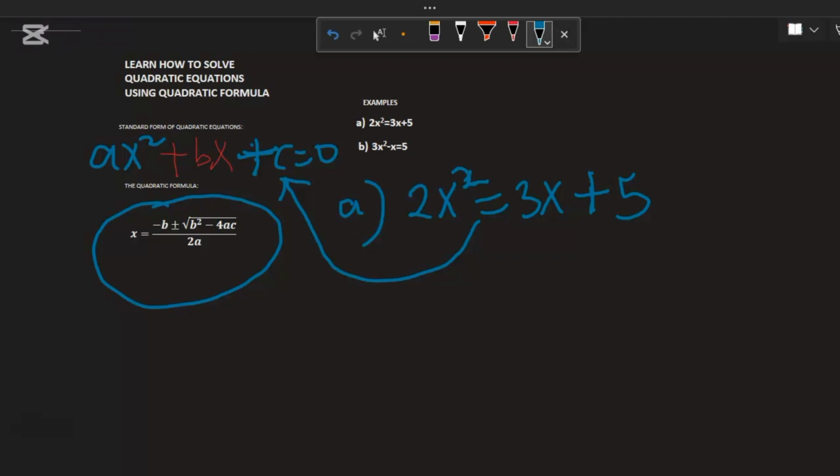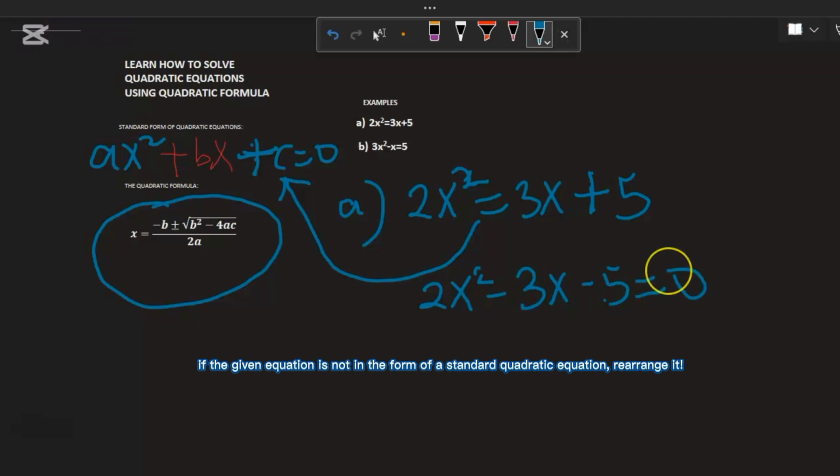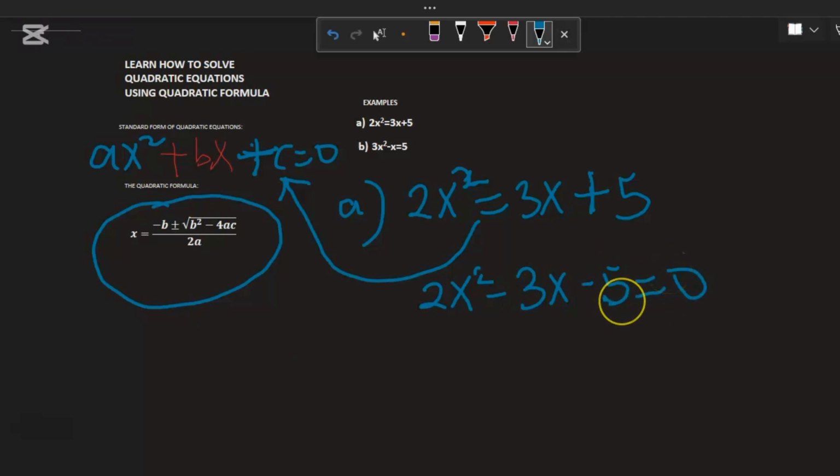Now, let's rewrite this. This will give me 2x squared minus 3x minus 5 equals 0. Now we can say this is the same as the standard form of a quadratic equation. Neglect the signs. So now, our next question is, how can we get the values of a, b, and c?